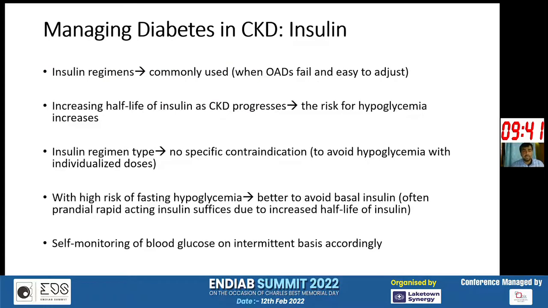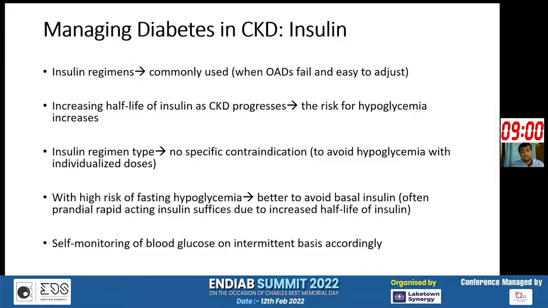And now coming to the management part, insulin regimens are commonly used, particularly when the weight is stable and doses are easy to adjust, and there is no specific contraindication to any insulin regimen type. We have to avoid hypoglycemia with individualized doses. So any insulin regimen can be used provided that there is no hypoglycemia. And if there is a high risk of fasting hypoglycemia, it is better to avoid basal insulin. In some patients with advanced CKD, we often find that prandial rapid-acting insulin suffices for optimum glycemic management due to the increased half-life of insulin in them.